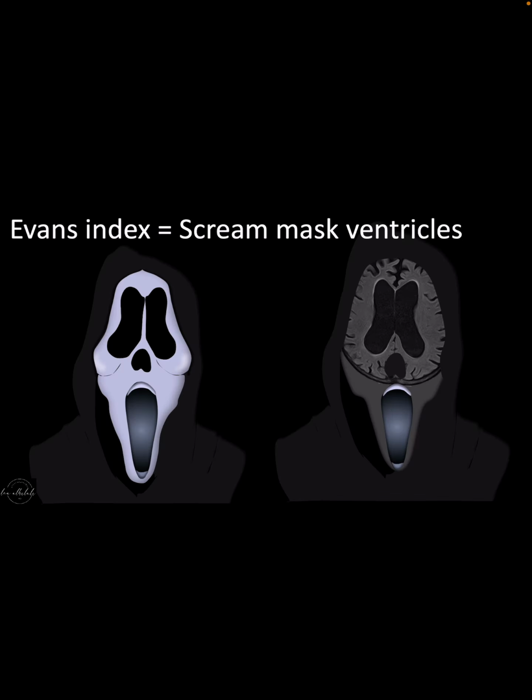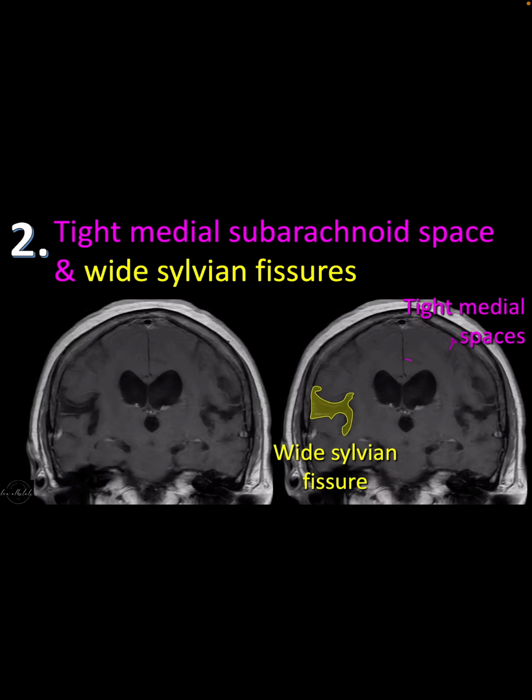Now, I think an Evans index of greater than 0.3 means the ventricles look like the giant eyes in the mask of the killer in the Scream movies. So basically, if I see ventricles so big that they look like horror mask movie eyes, then I call hydrocephalus. I look for that ghost mask on all of these MRIs. So if an Evans index of more than 0.3 means hydrocephalus, that helps us somewhat, but how do we know if the hydrocephalus is normal pressure hydrocephalus?